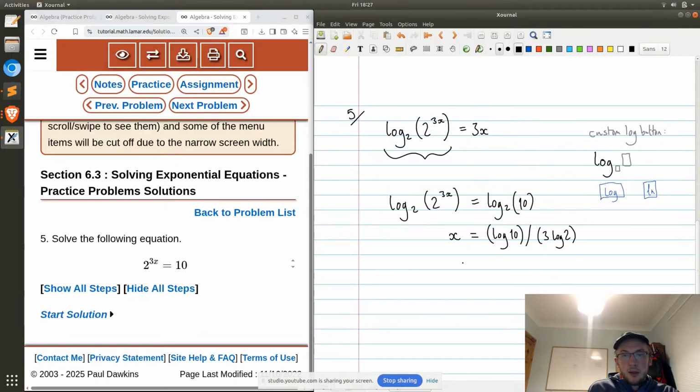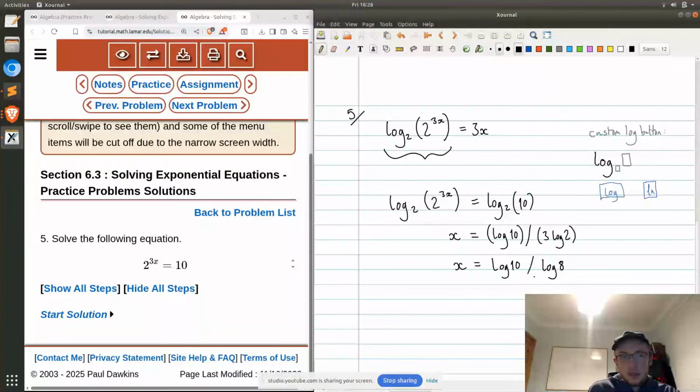Not for any particular reason, but I mean, this is almost like showing off at this point. But you see that 3 right there? That can be brought up here. So it becomes log of 2 to the 3. So instead, this can now be written as log 10 over log 8.